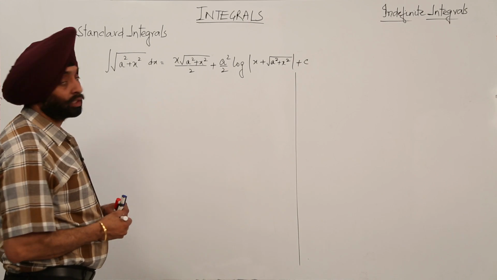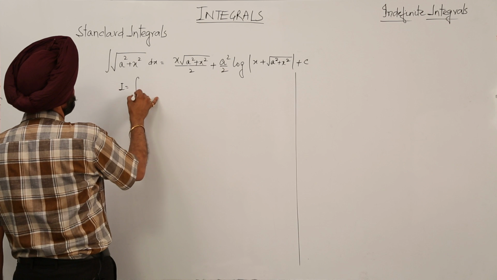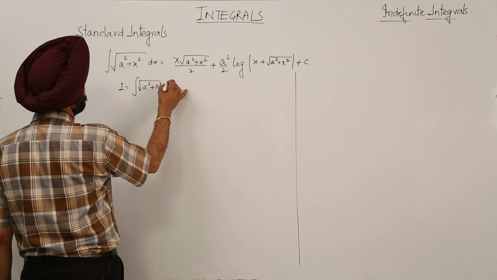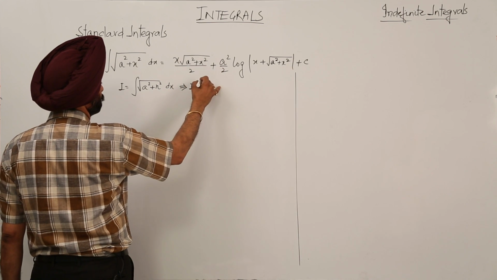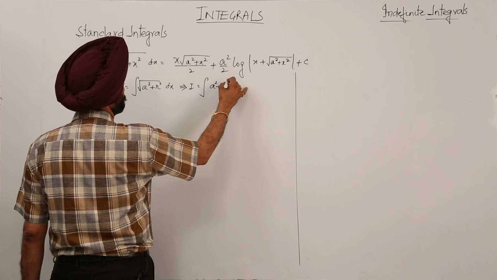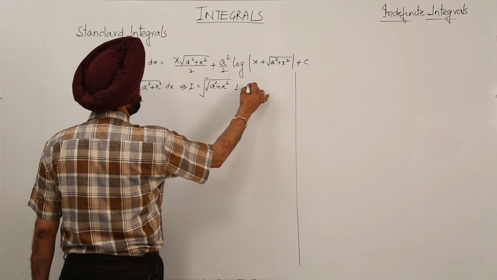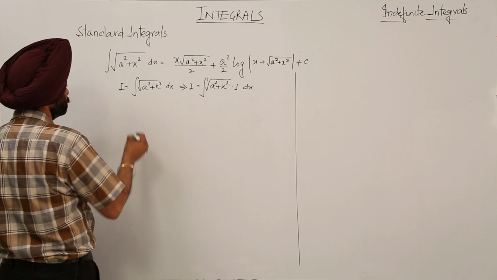Now let's derive the third type of formula. We are having the integration of square root of a square plus x square. Again, we are writing this in the form of square root of a square plus x square with 1 dx.